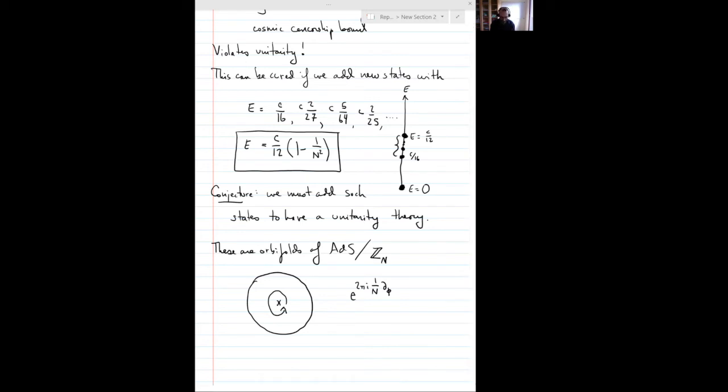Good. John says the formula doesn't agree. Okay, the c/12, it's possible that I copied down these numbers wrong. I think it's okay. Anyway, the formula is c/12 times 1 minus 1 over n squared. It's always possible I made a typo in writing this down. There's a 16, there's a 2 over 27, there's a 5 over 64. I think it's okay. Good. Okay.